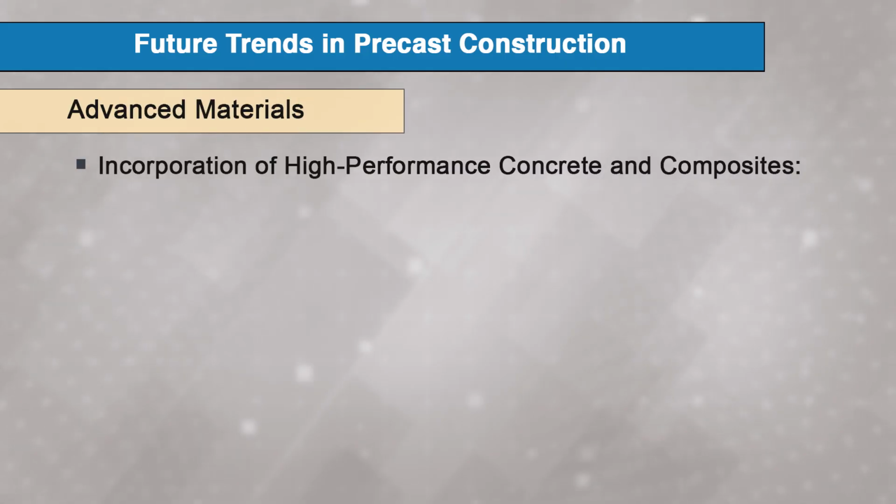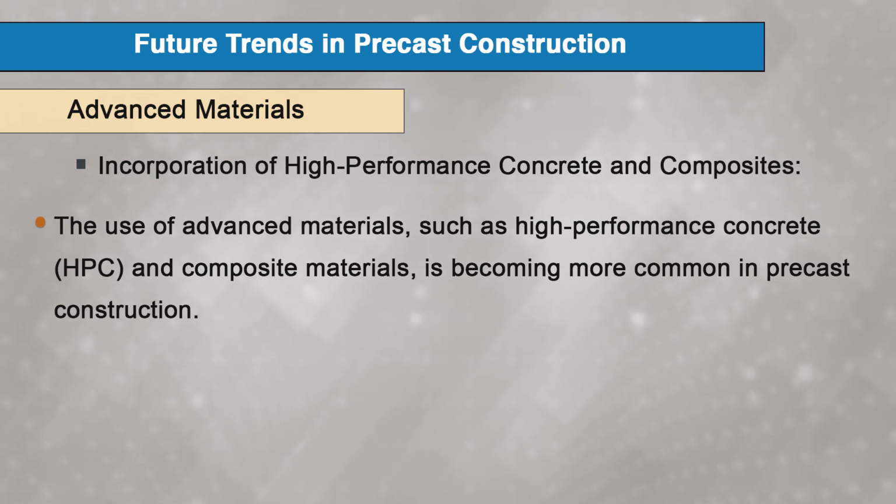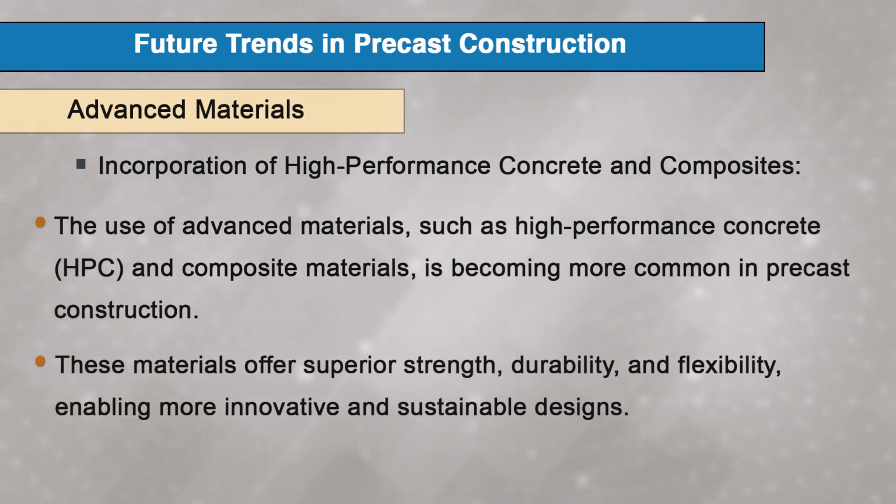Next is advanced materials, that is the incorporation of high performance concrete and composites. The use of advanced materials such as high performance concrete and composite materials is becoming more common in precast construction. These materials offer superior strength, durability and flexibility, enabling more innovative and sustainable design. High performance concrete has higher strength and durability compared to conventional concrete, making it ideal for demanding structural applications.